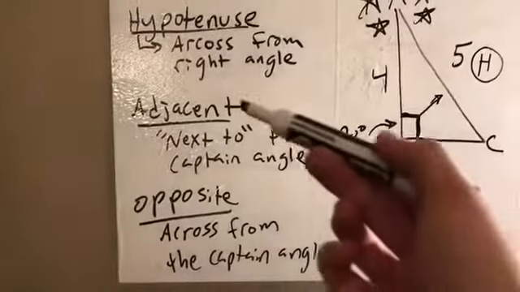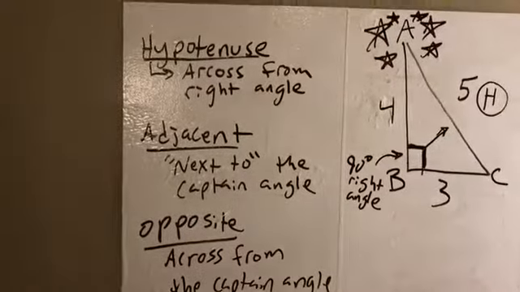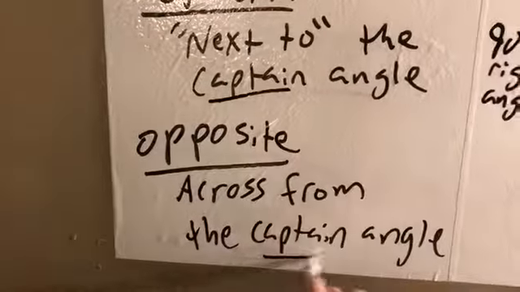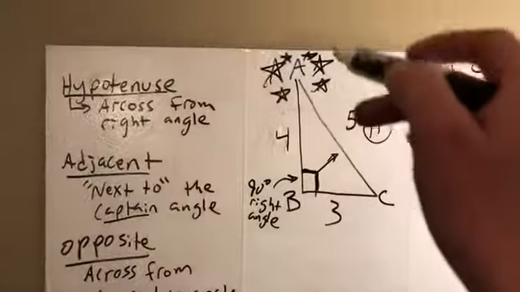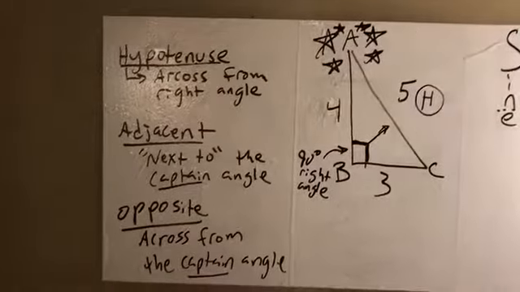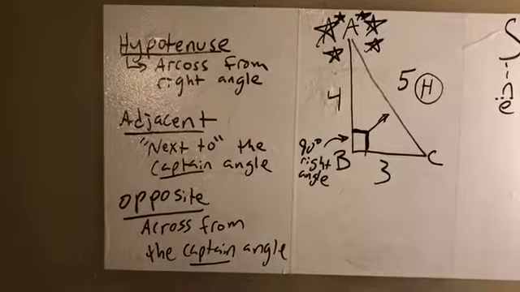Now, in order to know the adjacent side or the opposite side, we have to choose which angle is going to be our captain angle, as I like to say. Now, in this problem, I went ahead and beautifully labeled A as my captain angle. So now we can actually label the other two sides.